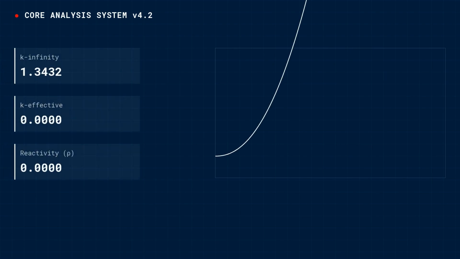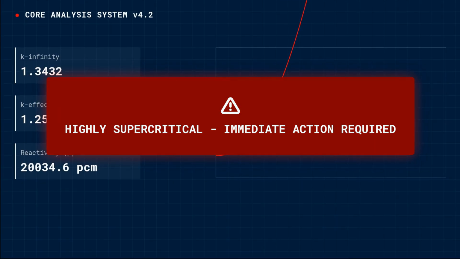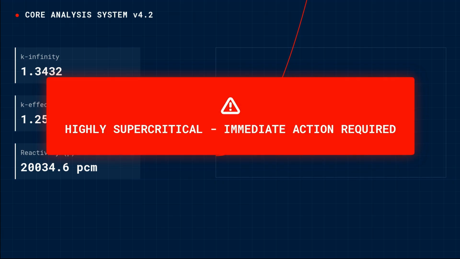Our K infinity equals 1.3432, indicating infinite medium multiplication. The K effective equals 1.2505, showing significant supercriticality with neutron leakage considered. Reactivity RHO measures 0.2346, equivalent to 2034.6 ppm.